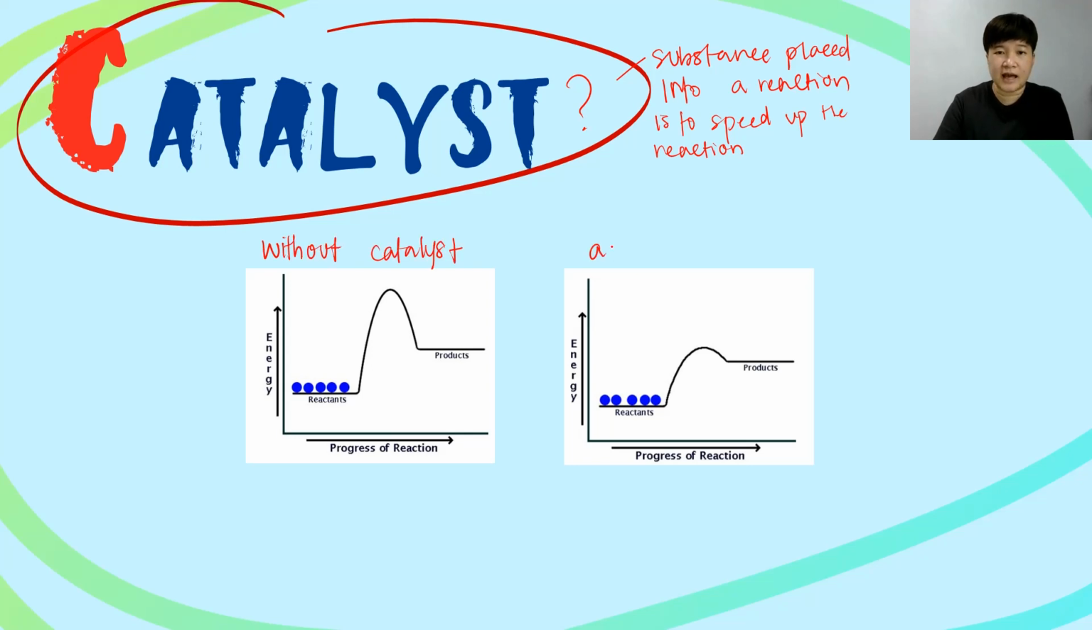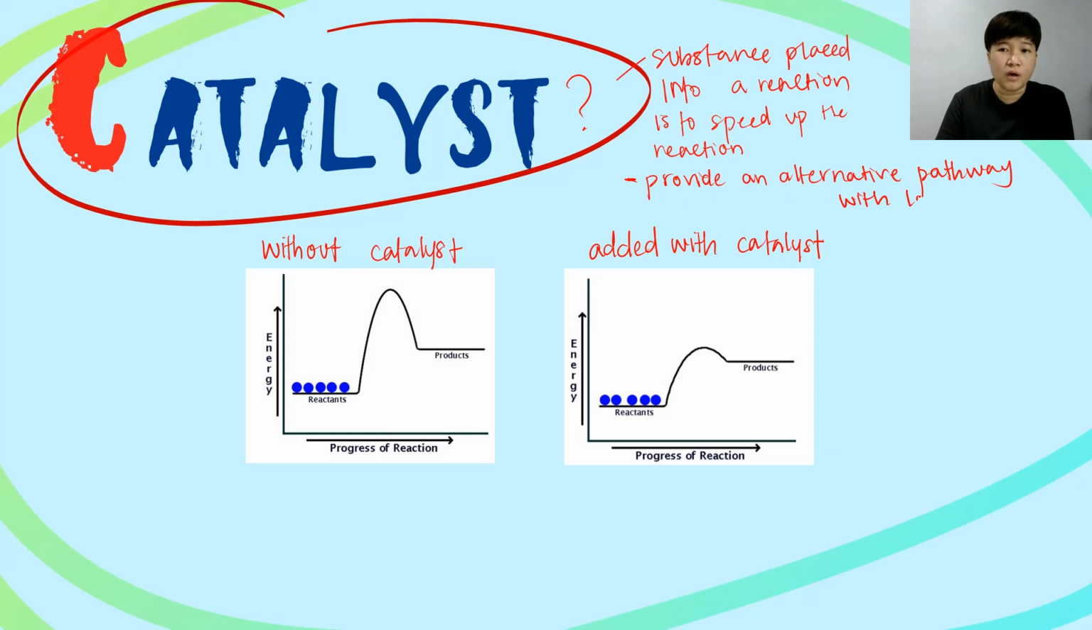This one is added with catalyst. So it's a substance that will speed up the reaction. How can it speed up the reaction? Simple. Provide an alternative pathway with a lower activation energy. So let's see what activation energy actually is. Activation energy is from your reactant to the peak of your graph. This is your activation energy.